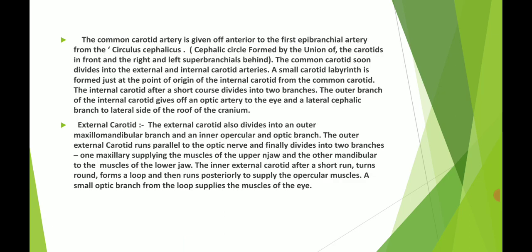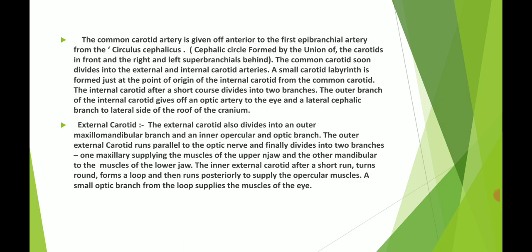The common carotid artery is given off anterior to the first epibranchial artery from the cephalic circle, formed by the union of the carotids in front and the right and left superbranchials behind. The common carotid soon divides into the external and internal carotid arteries. A small carotid labyrinth is formed just at the point of origin of the internal carotid from the common carotid.